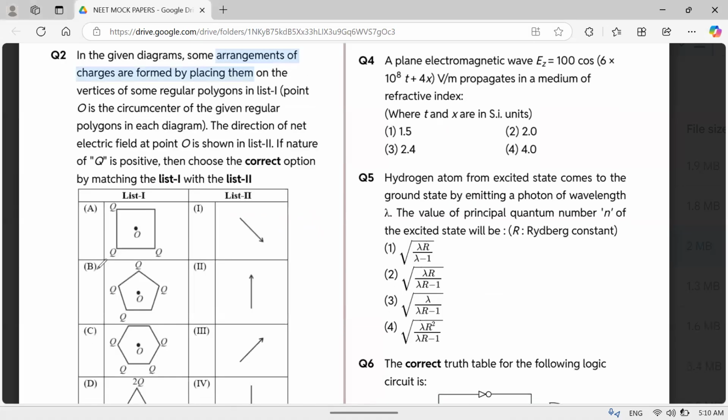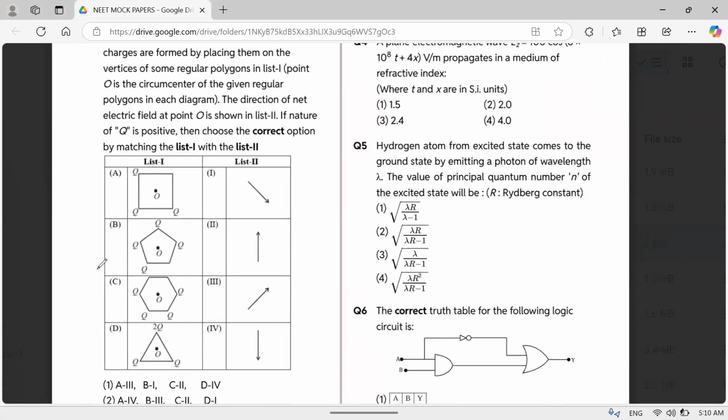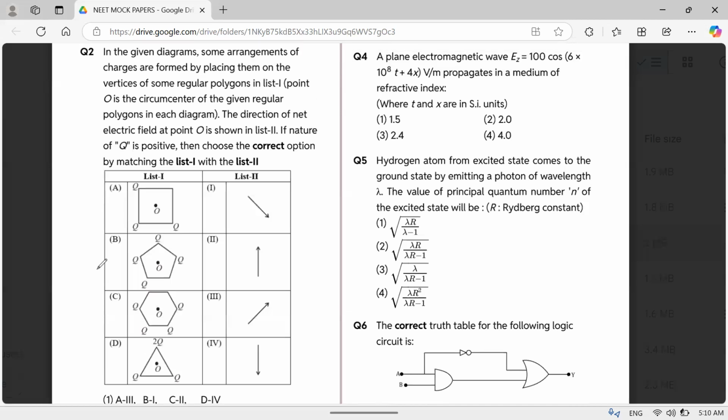In the given diagram, some arrangement of the charges are found by placing them on the vertices of some regular polygons in list 1. Point O is the circumcenter of the given regular polygons in each diagram. The direction of the net electric field at point O is shown in list 2. If the nature of the charge is positive, then choose the correct option by matching list 1 with list 2.